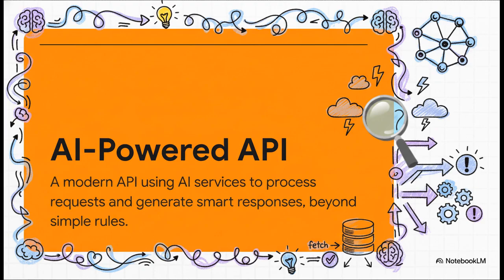And just to be clear, we're not building some old-school API from the 90s. We are building an AI-powered API. So instead of just fetching data from a database with some simple, boring rules, our API is actually going to have a brain. It's going to use our AI models to understand what's being asked, make smart decisions, and generate intelligent responses. It's a total game changer.